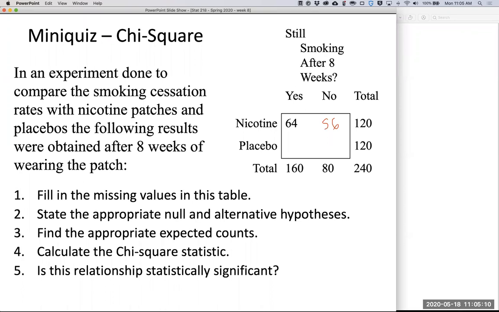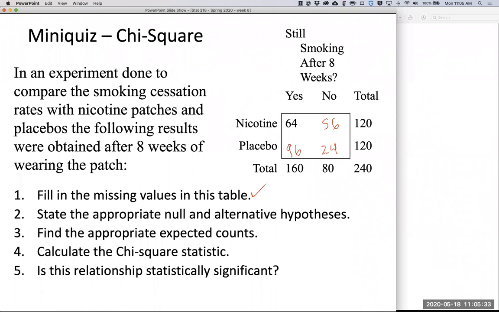160 people were still smoking after 8 weeks in total, and we know that 64 were experiencing the patch, so 96 over here, and then 24. I think I got my numbers right. So fill in the missing values. The null and alternative hypothesis.